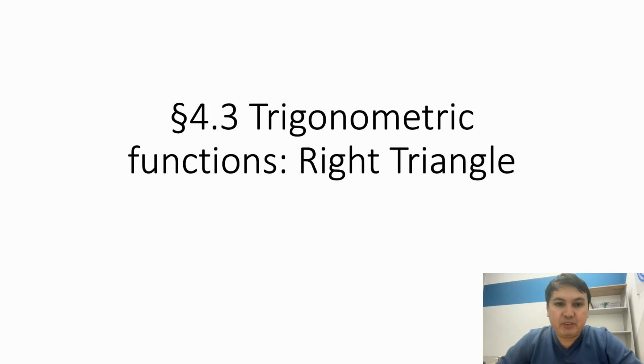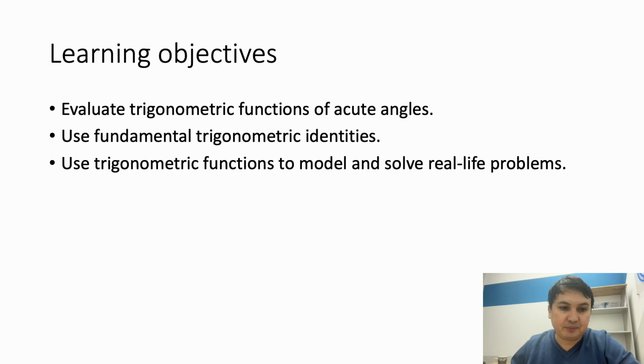Alright, so in the previous section we discussed trigonometric functions using the unit circle approach. Now we will do it using right triangles. Okay, so let's get started. The objectives are to evaluate trigonometric functions of acute angles. Acute means the angle is less than 90 degrees. Use fundamental trigonometric identities. Use trigonometric functions to model and solve real-life problems.